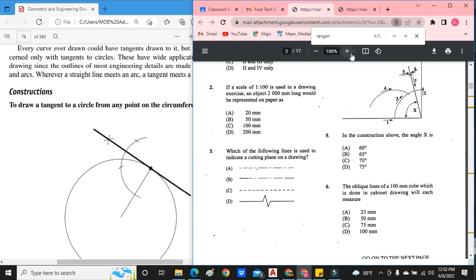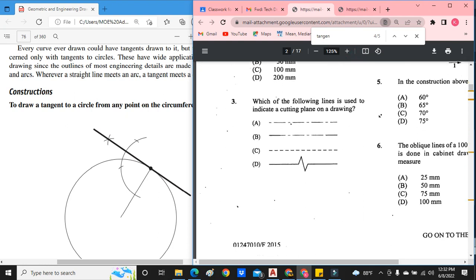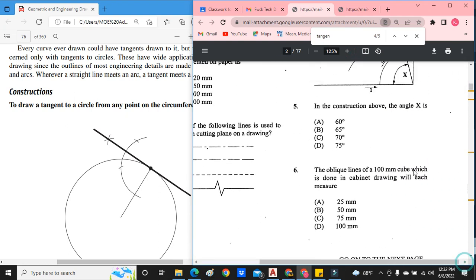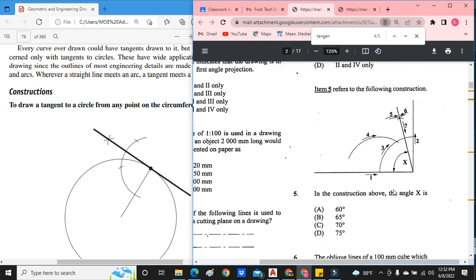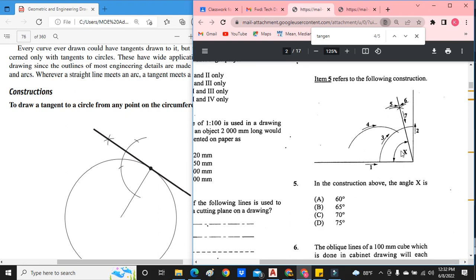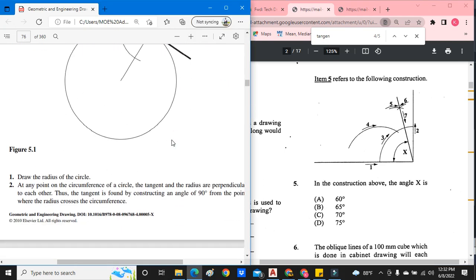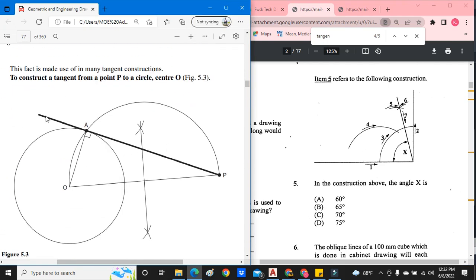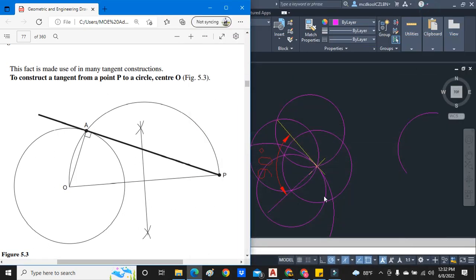For this one, they have asked, in the construction above, the angle x is what? So you should understand that the angle x that is here is a 75-degree angle. So you do that by construction. Let's move on to the second drawing that we're going to do. This one here has to construct a tangent from a point to a circle.